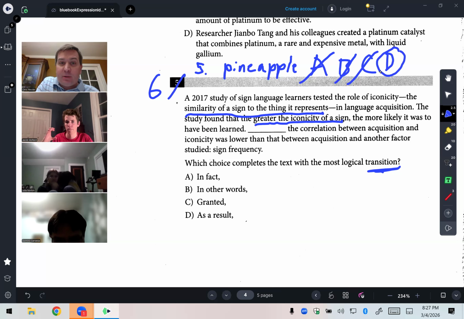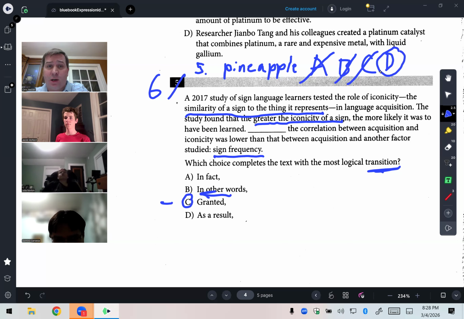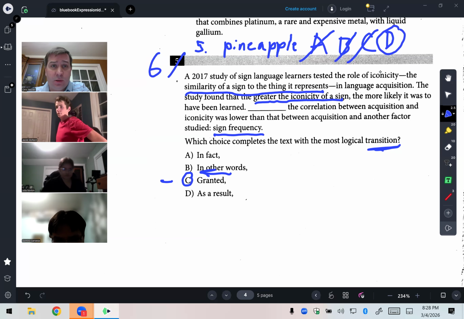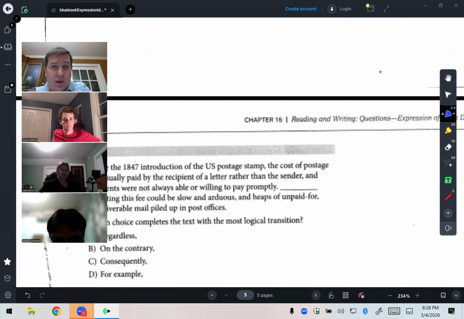Blank, the correlation between acquisition and iconicity was lower than that between acquisition and another factor studied, sign frequency. So it would make sense that it's more important how much you're signing as far as the learning of the sign than the iconicity of the sign. But still, anyway, we need an adversarial transition to make a concession to move us into the opposite direction. Granted, the correlation between acquisition and iconicity was lower than that between acquisition and another factor studied, sign frequency. I'm running out of time, so I'm going to try to go quickly here.